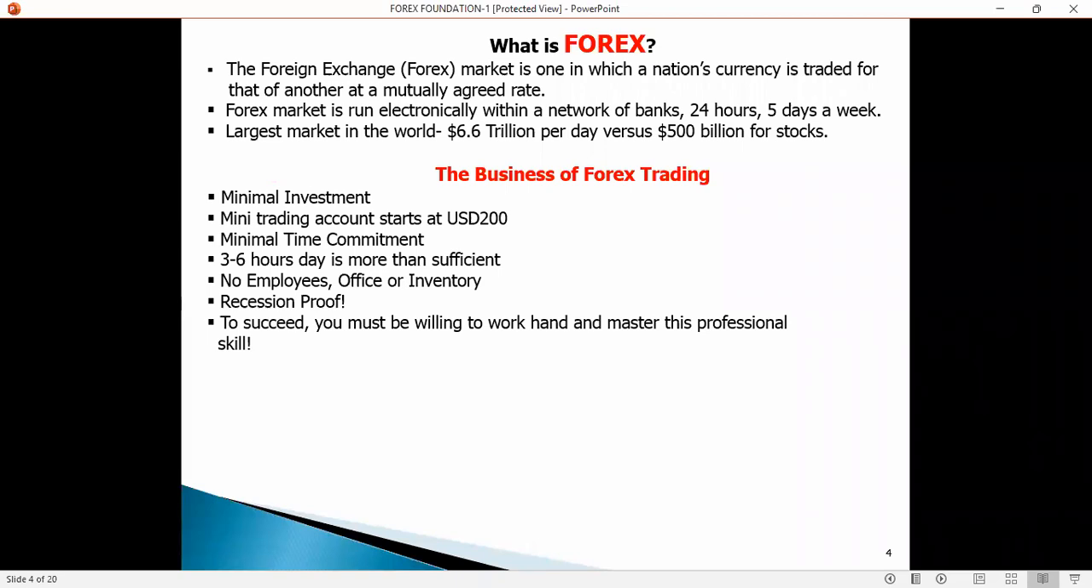So you can trade the forex market anytime, any day. All right. So to succeed, you must be willing to work hard and master these professional skill sets. It's as simple as that. Just like what I've shared with you on the second page of this slide. Consistent practice. You must be willing to work hard and master this professional skill set.